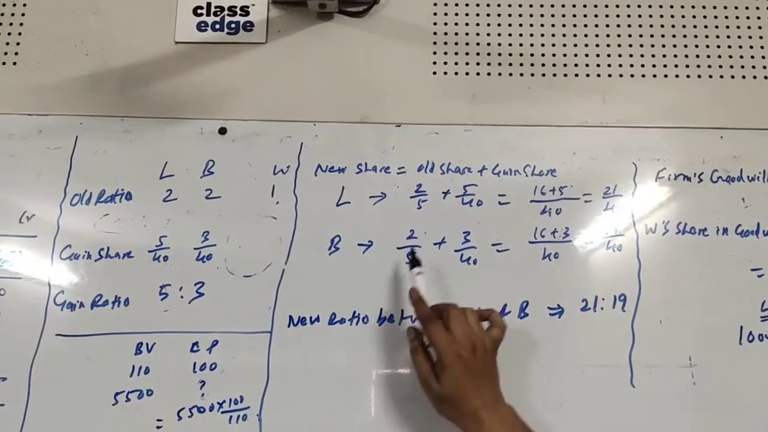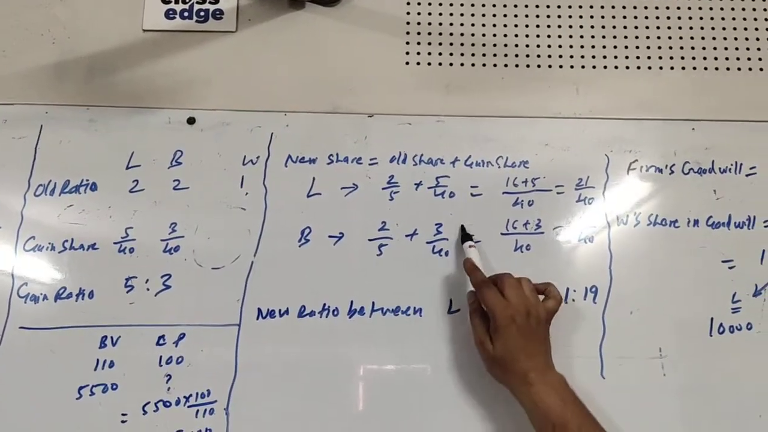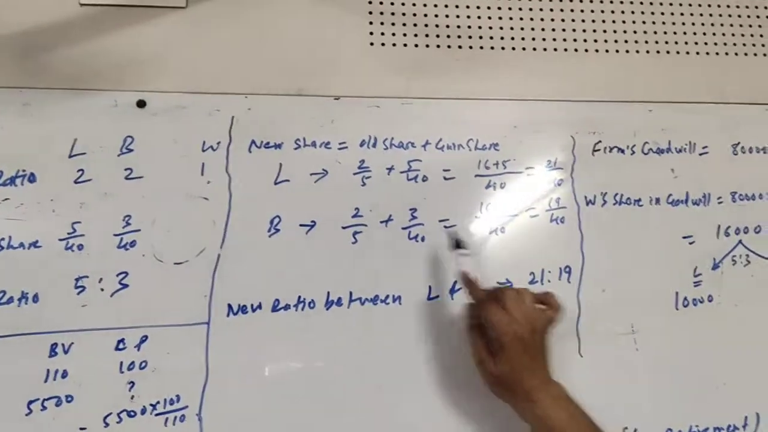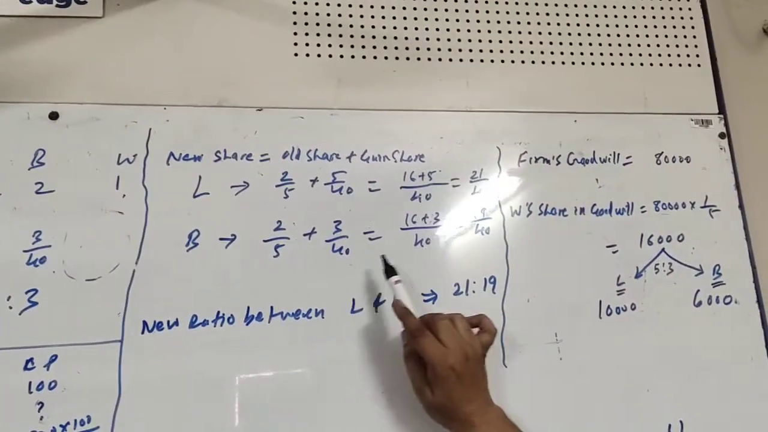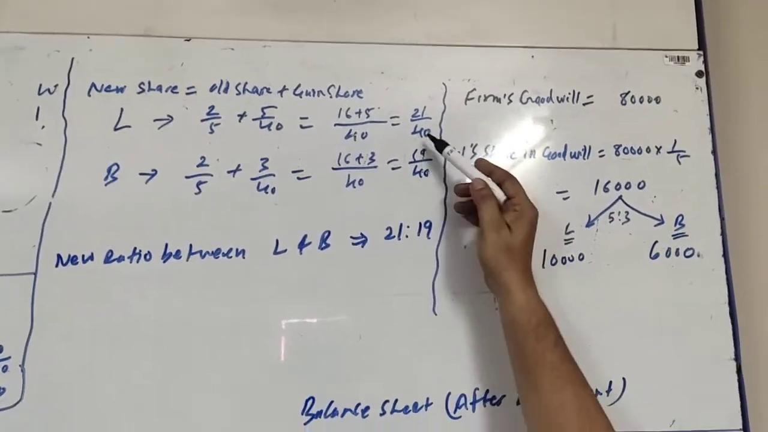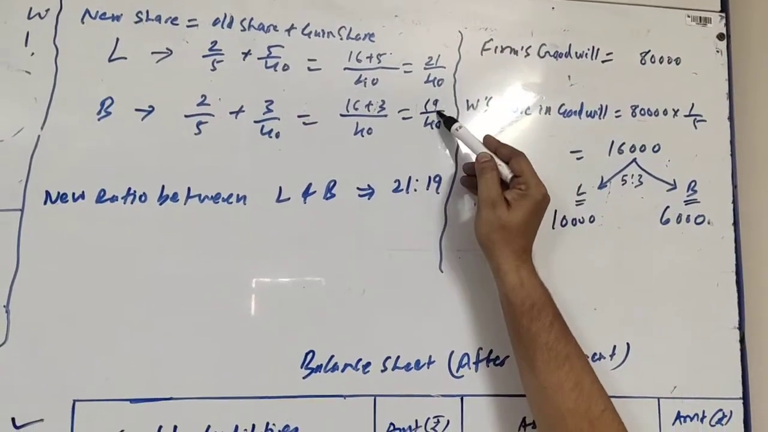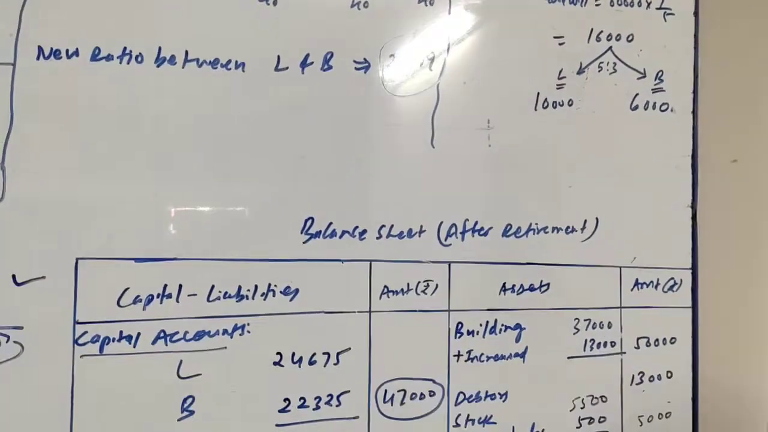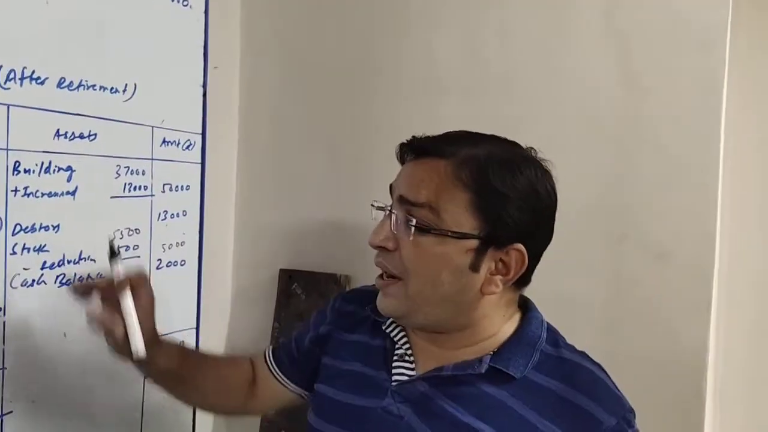Talk about B. B's old share is 2 by 5 and the gain share is 3 by 40. 40 will be the LCM. 5 into 8 is 40, so 2 into 8 is 16, and 40 into 1 is 40, so 3 into 1 is 3. So 16 plus 3 is 19 upon 40. We will remove the denominator. We will get 21 is to 19, the new ratio between L and B. So the new ratio between L and B is 21 is to 19.